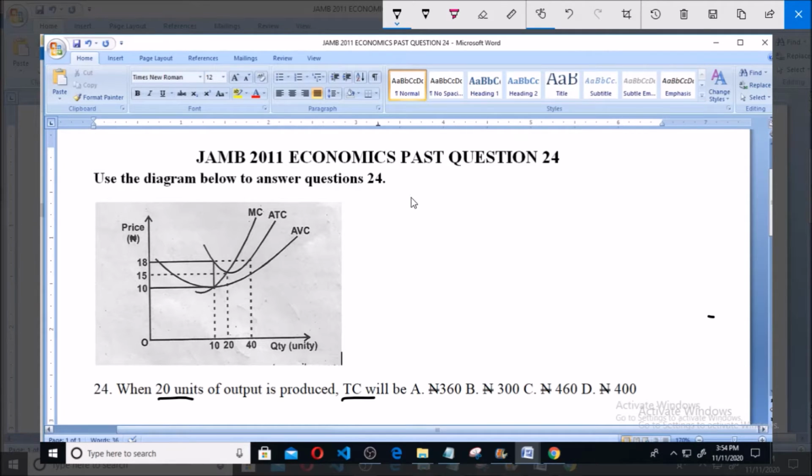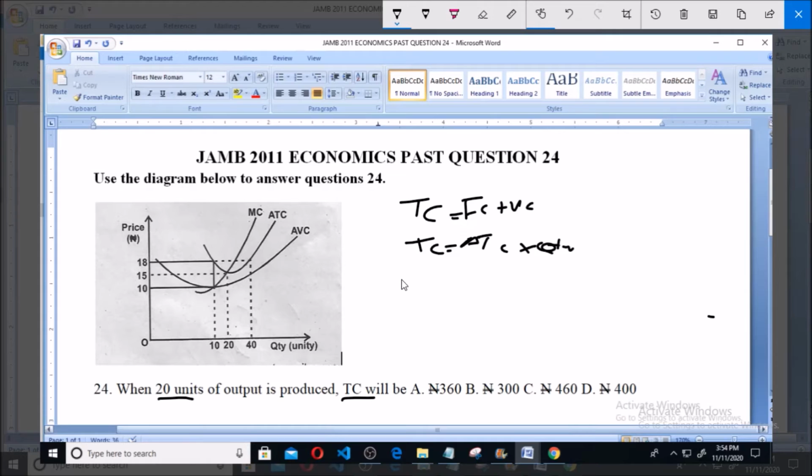Now the TC, which is total costs, may be defined as the total sum of fixed and variable costs. So that is the total sum of fixed plus variable costs incurred by an enterprise in the production of a particular commodity. So our TC has two formulas. Either your TC is in addition, or it is in multiplication, which is average total cost times your quantity.